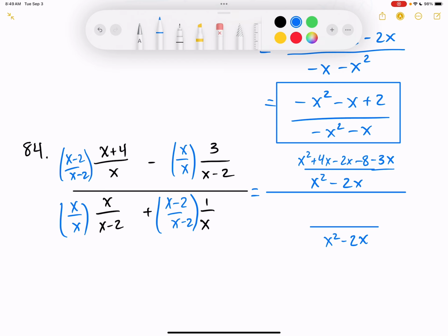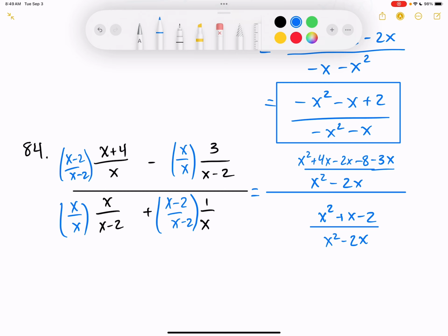On the bottom, it's a little easier. I don't have to FOIL anything. I'm going to have x squared plus x minus 2. Oh, wait. Nope, I lied. Nope, yep, I did that right. Disregard. Plus x minus 2. I thought I had written what was in black.